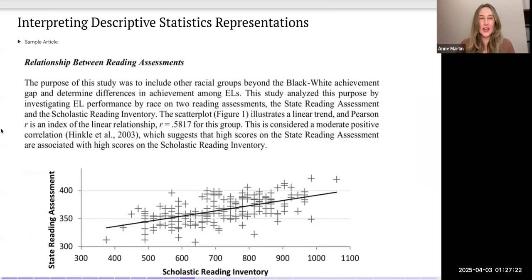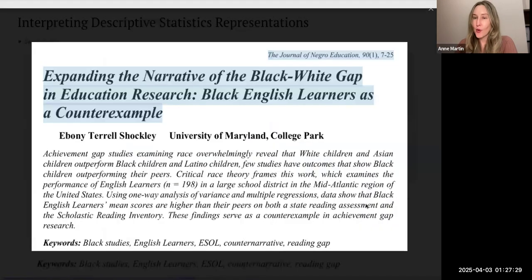Okay, so here is another example from a research article. This is actually the research article that is the sample article critique. This is a great example for you to read, not only to understand how to do the article critique assignment, but also to get practice in interpreting both descriptive and inferential statistics.